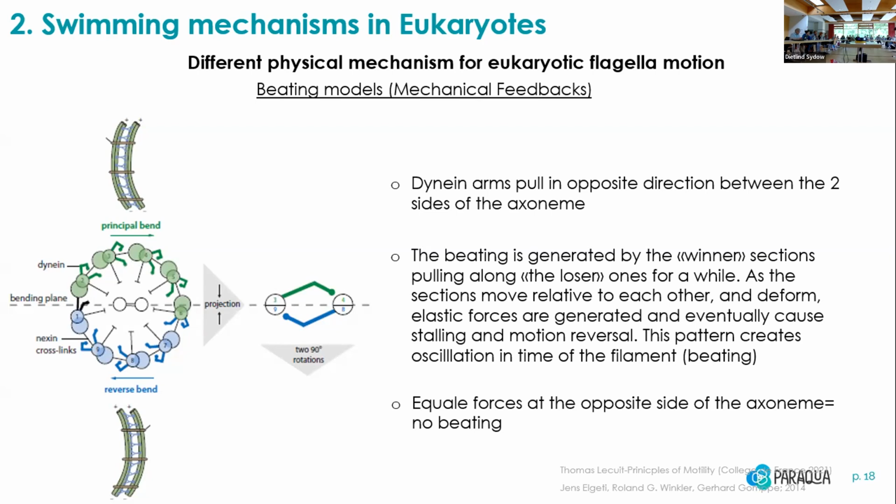Basically, the beating of the flagellum will be the result of the winner section of linear arms, which pull along with the other section of the linear arm, which are the loser ones. So kind of like this. And the beating is generated by the elastic forces, which are generated again by this kind of movement, this kind of pulling between the two sides of the linear arms.